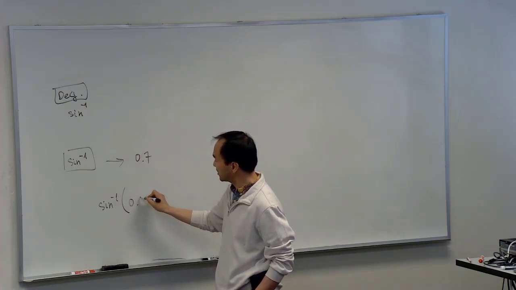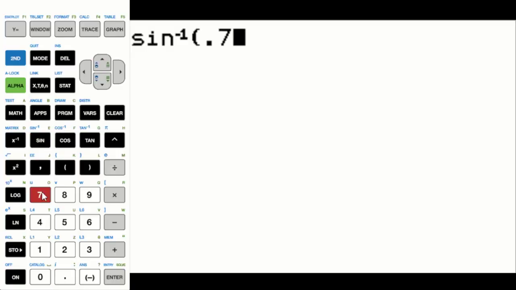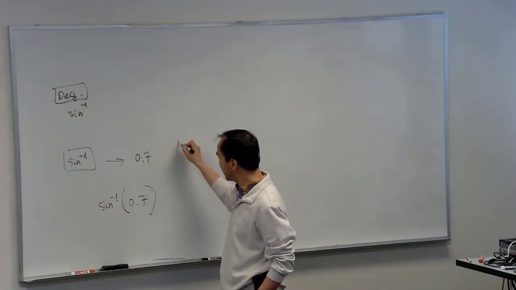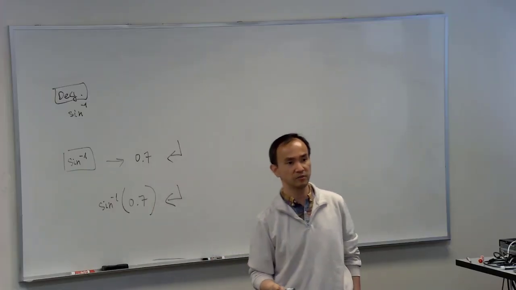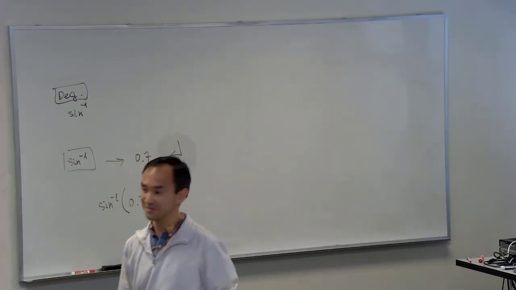That means you put the 0.7 inside. Make sure to close the parentheses. And then we hit enter. Okay? Go ahead and run that. See what you got. So who had the answer?